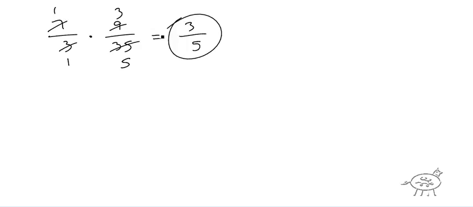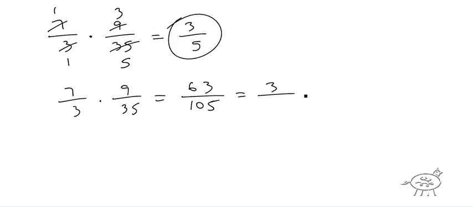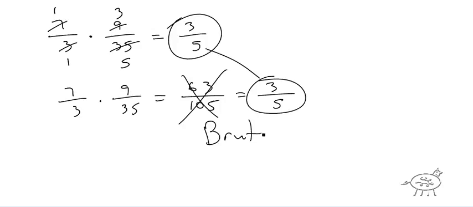If I wouldn't have cross canceled, this is what would have happened. 7/3 times 9 over 35. You would have gotten 7 times 9 is 63, 3 times 35 is 105. And then you're trying to reduce 63 over 105. That's pretty tough. I don't really know what number goes into that. Well, I kind of do, but otherwise it really is pretty tough. Actually, 21 goes into 63 3 times, and 21 goes into 105 5 times, and you get the same answer. But this is a brutal way to go. So that's brutal. This is a pretty sweet way.